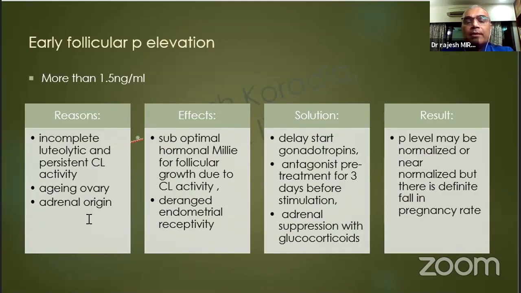What is the solution? Solution number one, you can delay the start of gonadotropin, or you can give antagonist pre-treatment for 3 days before stimulation, or you can use glucocorticoids. All you can try, it reduces the progesterone, but really the positive effect is not translated into increasing the pregnancy rate. And ultimately, the progesterone remains elevated in the late follicular phase on the day of trigger, and there is endometrial embryo asynchrony.